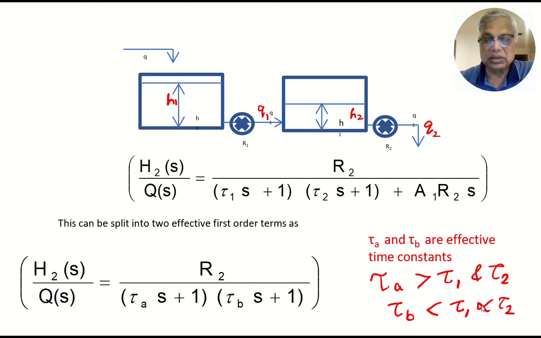Sorry, this is 'and', not infinity. This is not infinity, this is 'and' tau B less than tau 1 and tau 2. Okay, so that much about the overall transfer function of two interacting systems in series.